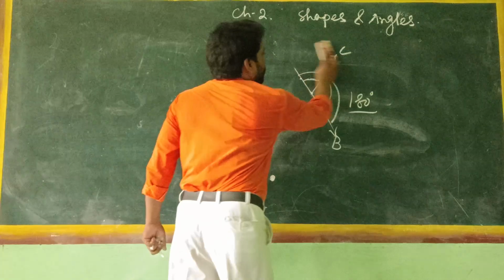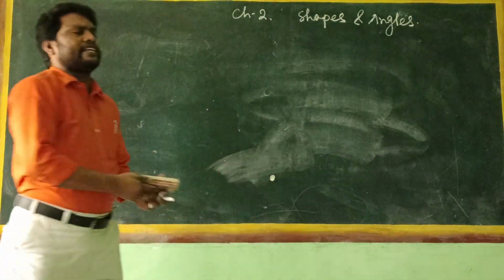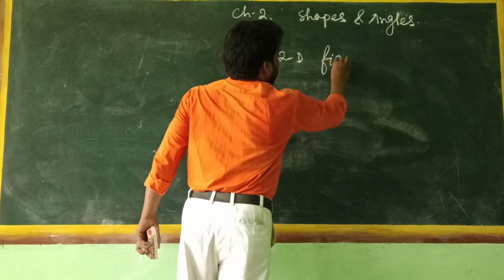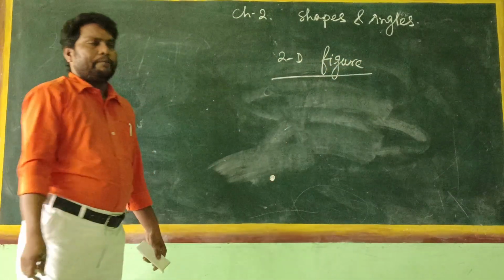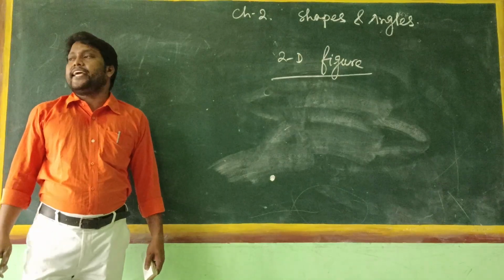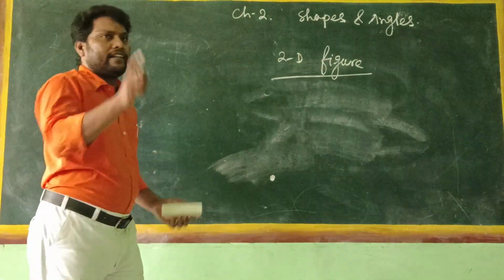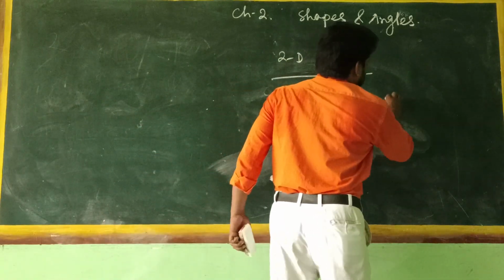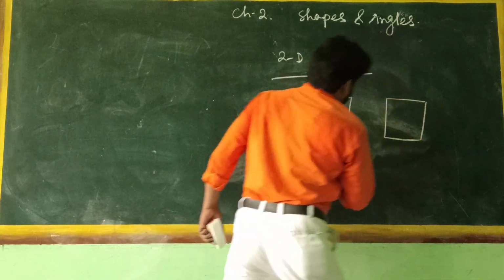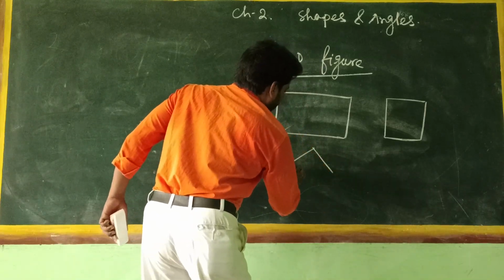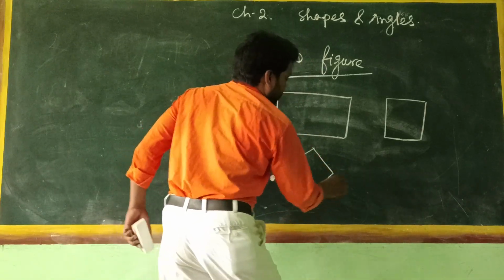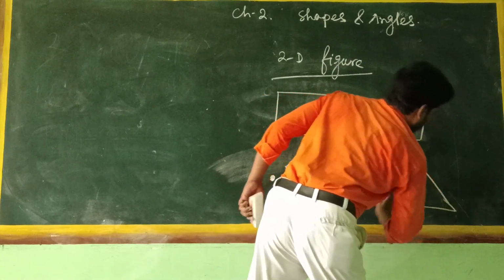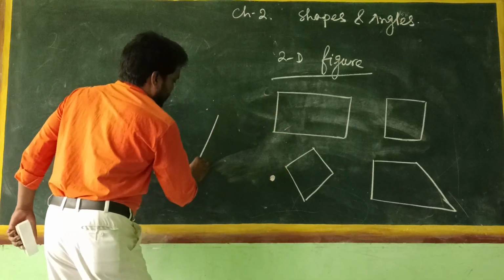Okay, next I am going to the different two-dimension figures. Two-dimension figure means a figure that has two magnitudes, length and breadth. Suppose a rectangle, a square, any quadrilateral, parallelogram.